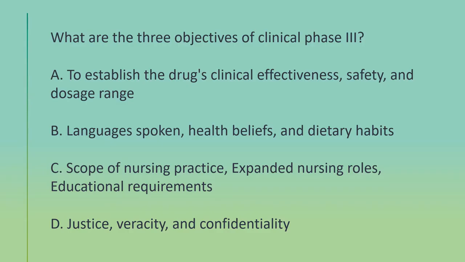What are the three objectives of clinical phase 3? A. To establish a drug's clinical effectiveness, safety, and dosage range. B. Languages spoken, health beliefs, and dietary habits. C. Scope of nursing practice, expanded nursing roles, educational requirements. D. Justice, veracity, and confidentiality.